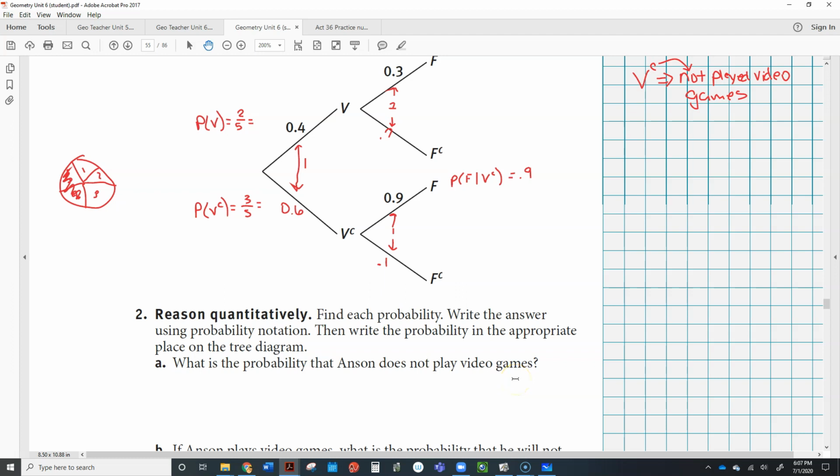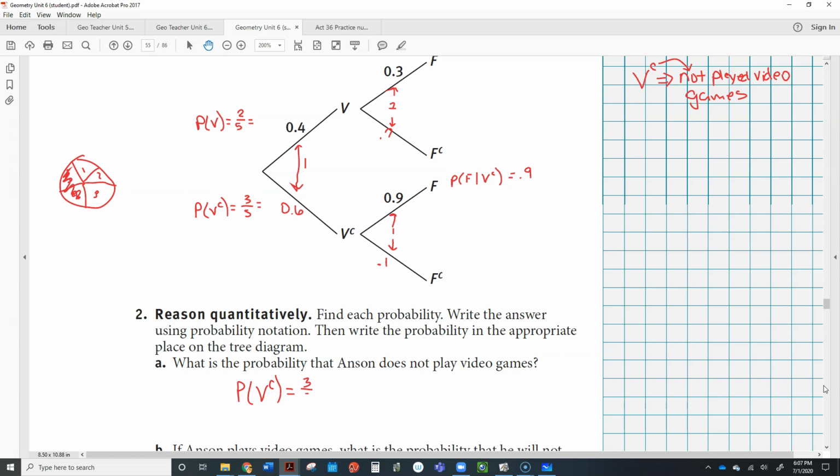So it says, find each probability, write the answer using probability notation, then write the probability in the appropriate place on the tree diagram. So we kind of went out of order. I've already filled in the diagram, but we can still use the diagram now to help us answer these questions. What is the probability that Anson does not play video games? Okay, so we calculated that one already. Not video games. That was this one right here.